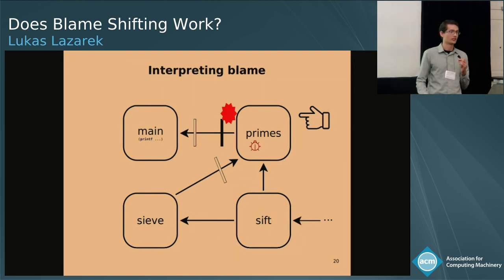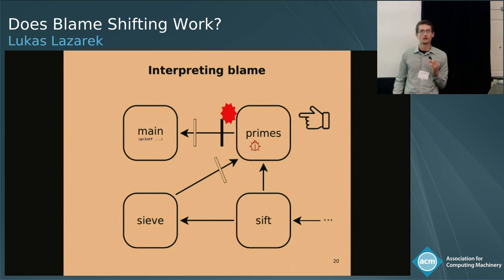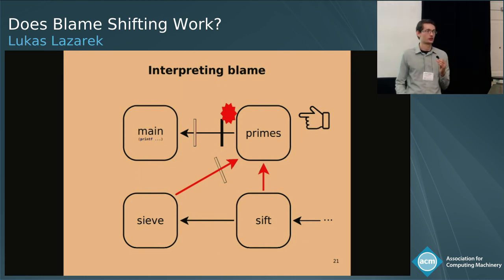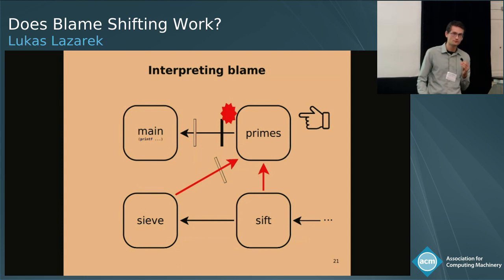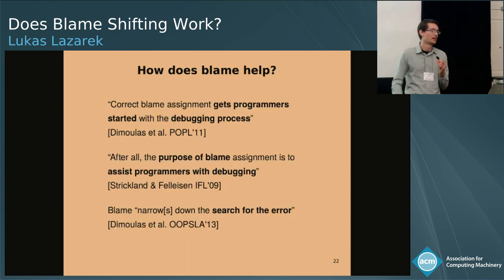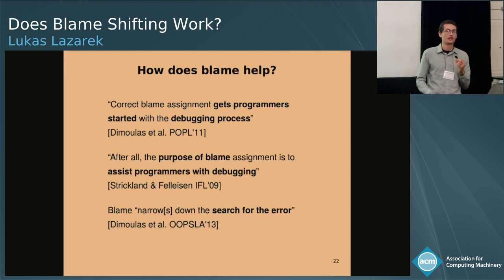One interpretation is that primes itself has a bug. Another interpretation is that primes sanctions the flow of a bad value from one of its dependencies through itself and then to the contract boundary that was violated. So given these interpretations and what we saw before about the purpose of blame, how can we use blame to help us find the problem in our program?